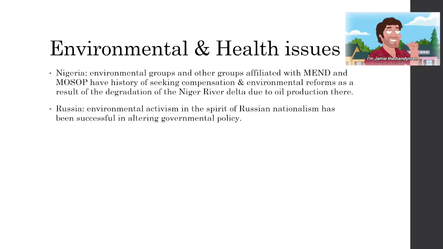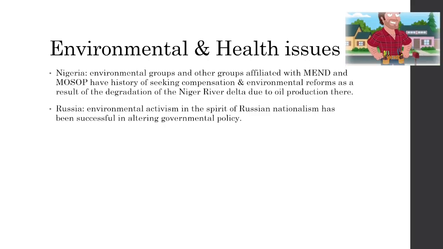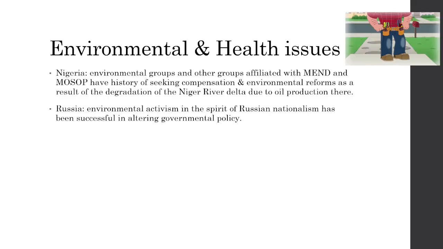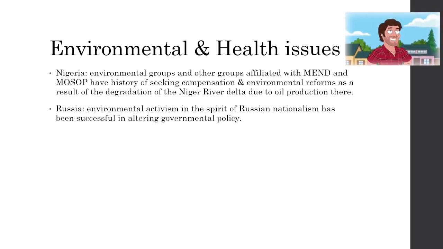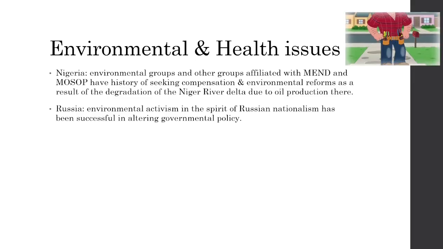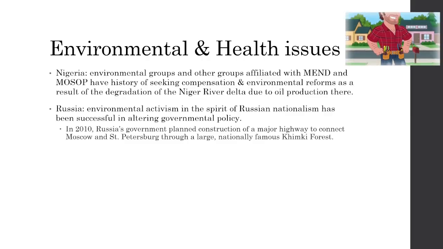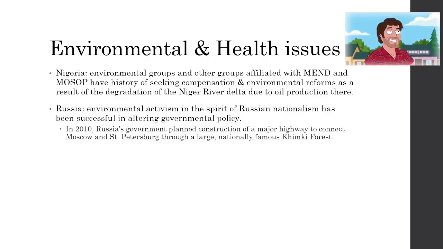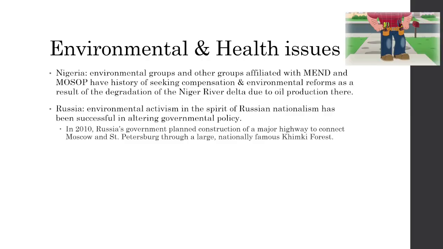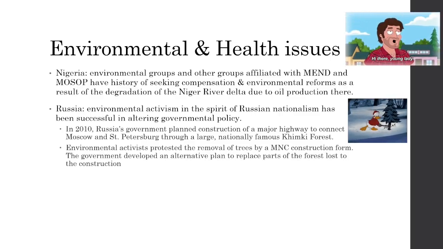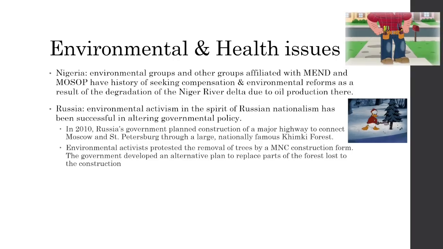In Russia, we also have environmental activism in the spirit of Russian nationalism kind of coinciding together. And this actually has seen some success to varying degrees in altering government policy regarding the environment. So in 2010, for instance, Russia's government planned construction of a major highway to connect Moscow and St. Petersburg through a large nationally famous forest. And then the activists, they didn't like this because the deforestation would have lost the forest.